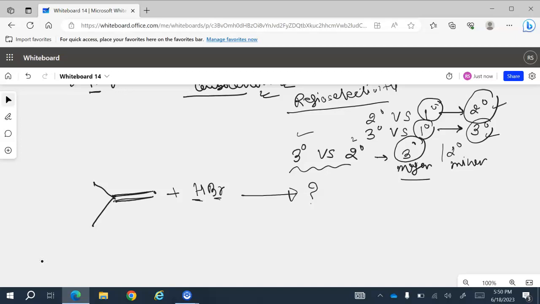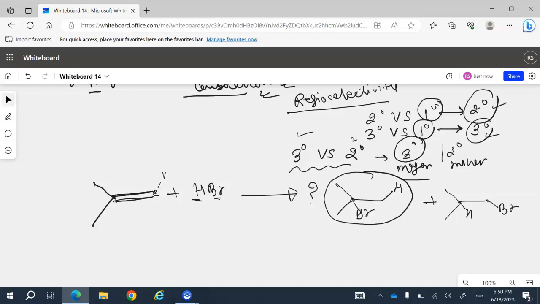So the two possible products here are: if you add hydrogen to this terminal carbon and bromine to this middle carbon, that will be the product. The other possibility is if we add hydrogen to the middle carbon and bromine to the terminal carbon, this will be the product. But based on Markovnikov rule, the major product will be the one where the hydrogen goes to the carbon that has two hydrogens, and the bromine will go to this carbon. This will be the major product. In fact, this will be the exclusive product.